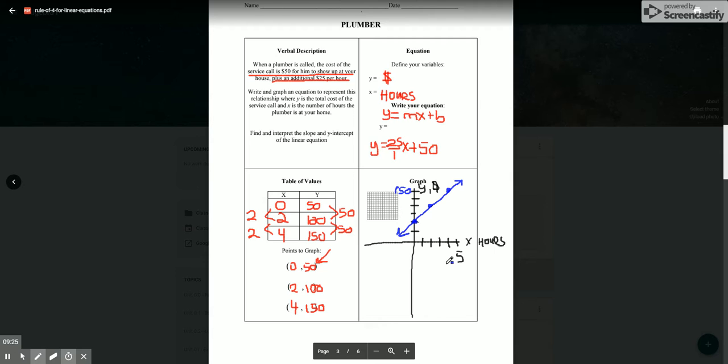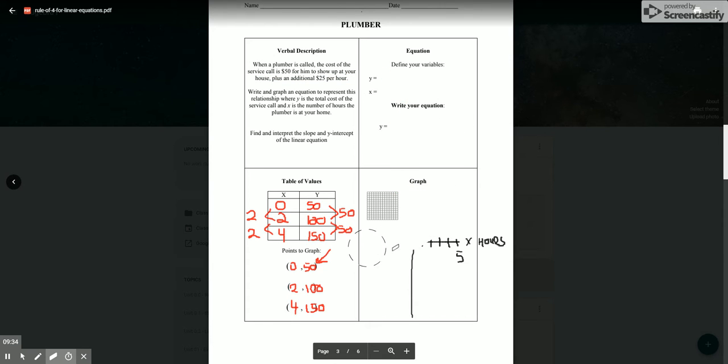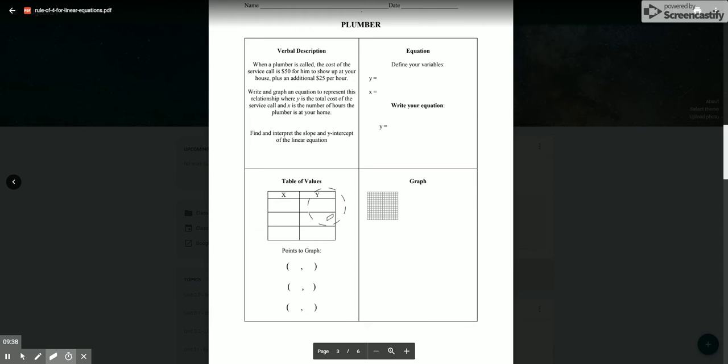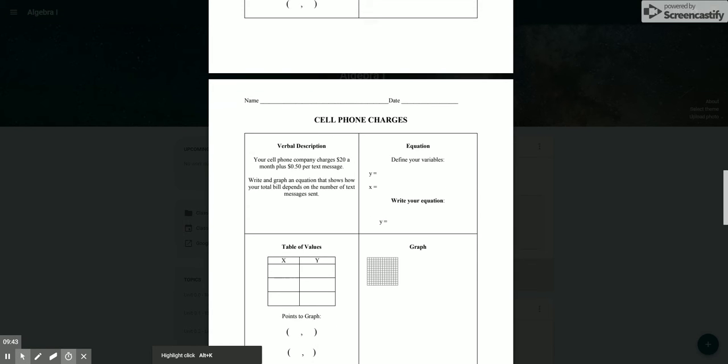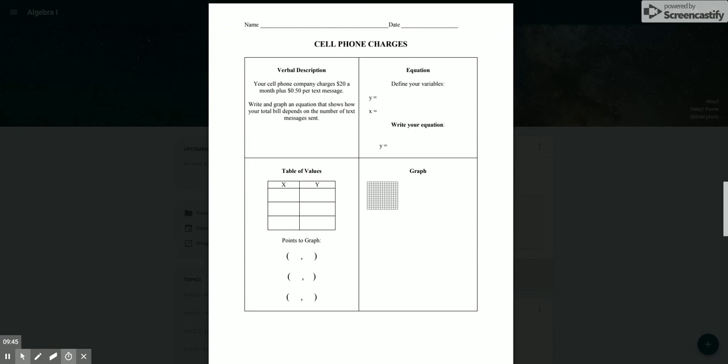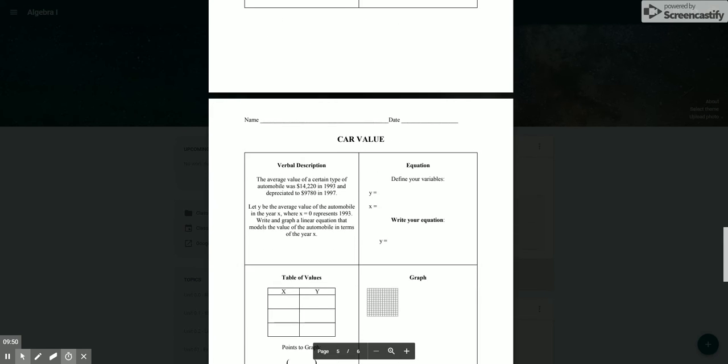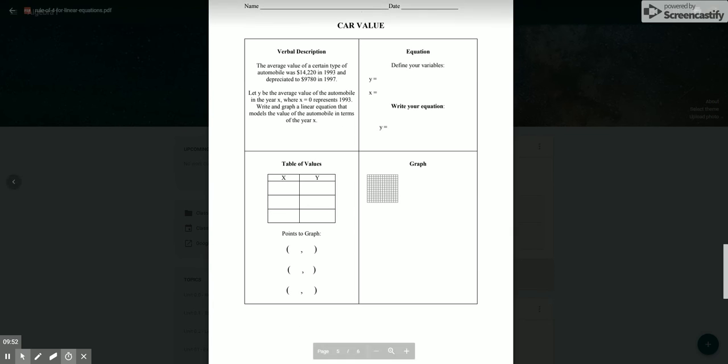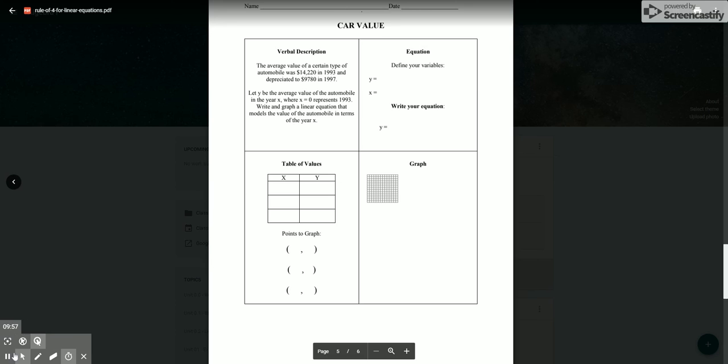All right. That wraps up this problem here. Again, I encourage you to try the rest on your own. Good practice, and it can help your grade even more. Make sure to think carefully about what is the independent variable, what's the dependent variable on each of these. For this one, I'll give you a hint that it's going to be a negative slope, the car value. So be careful of that. See you in class.